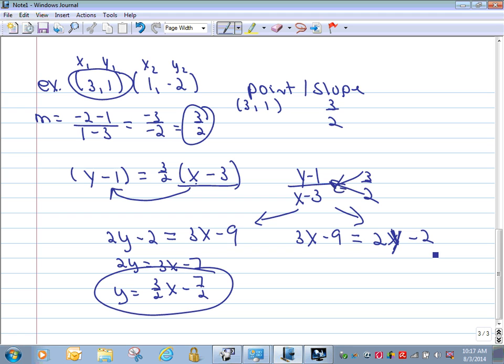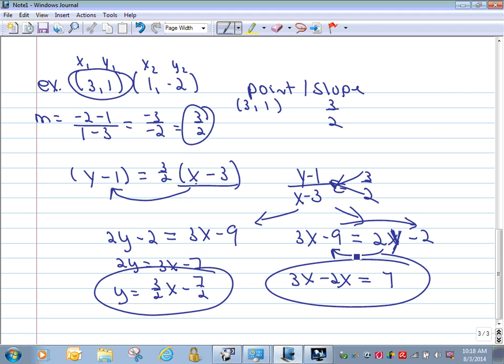minus 2. And then I just need my x's and y's on the same side. So I'd move this here and I'd move the 9 over. When I do, I would get 3x minus 2y equals positive 7, and that would be my standard form. All right, feel free to pause and write down whatever you need, but you're going to want these examples.